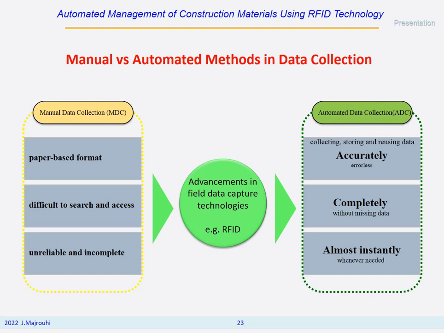To compare manual data collection and automated data collection, we have to consider each one's characteristics. Manual data collection is paper-based and it's difficult to search and access information. Also, this system is unreliable and incomplete. While by using technologies and getting to automated data collection, we have access to accurate and errorless information. In this system, we will not lose any information and it will be accessible whenever we want.